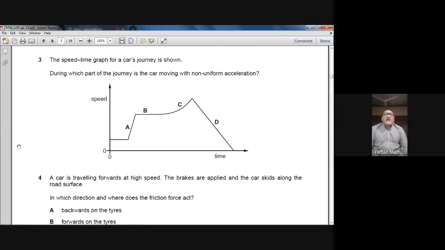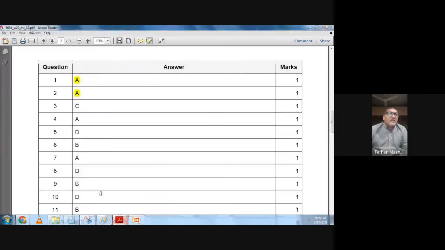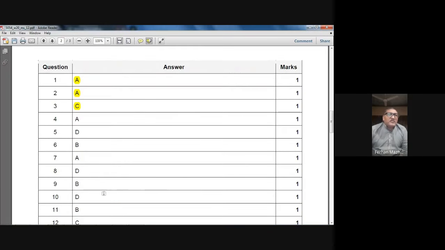When the body is moving with zero acceleration, the speed time graph will be a horizontal line. And if the acceleration is non-uniform, then the speed time graph will be a curve. So he is asking us to look into that portion where the acceleration is non-uniform. So look where we have a curve. Here at the C portion, the speed time graph is a curve, which means the acceleration will be non-uniform. For question number 3, I think C is the right option. Let's check our marking scheme. Question number 3, C is the right option.